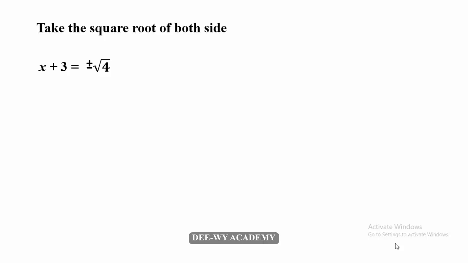When you take the square root of both sides, you have x plus 3 is equal to plus or minus square root of 4.